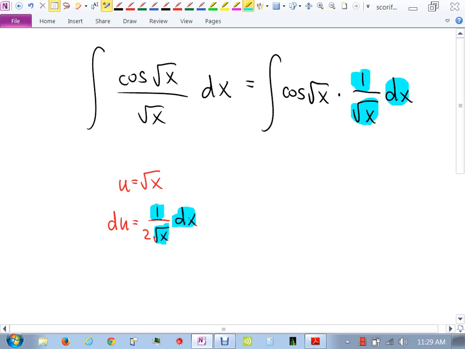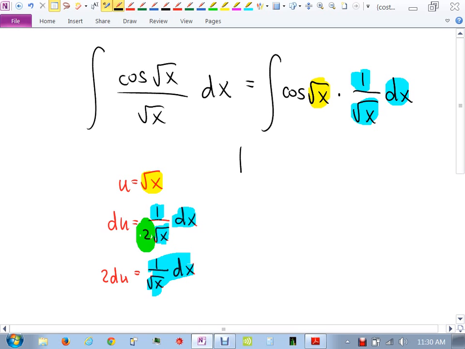So I need to scale both sides, multiply both sides by 2. 2 du equals 1 over root x dx. Now I've got a perfect match, don't I? And the cosine, that's going to become what? U right there. The whole thing, the square root of x, is the u.